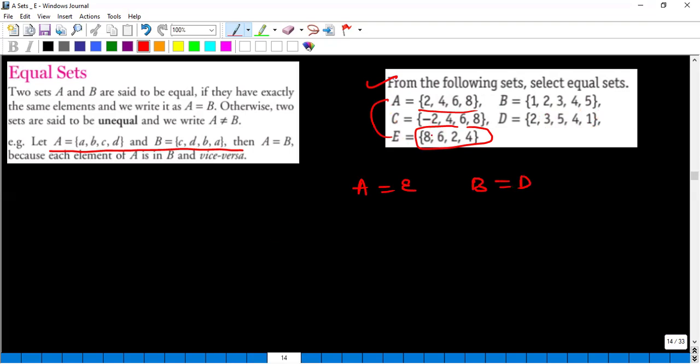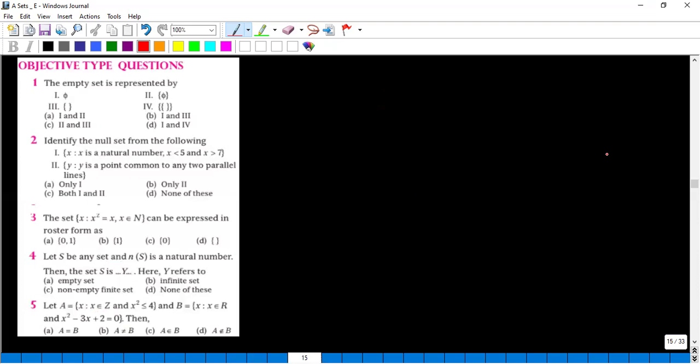Here we have minus 2, so it will not be equal with any other set in this given list. Okay. A and E are equal sets, B and D are equal sets. Let's see the next slide. Some examples, objective questions.